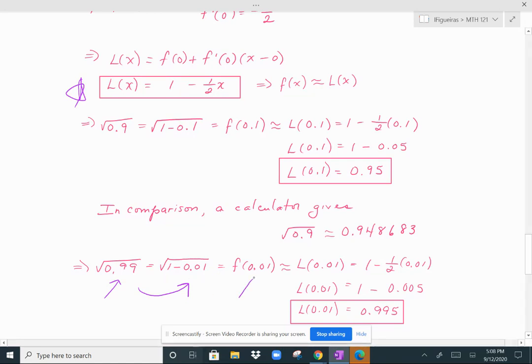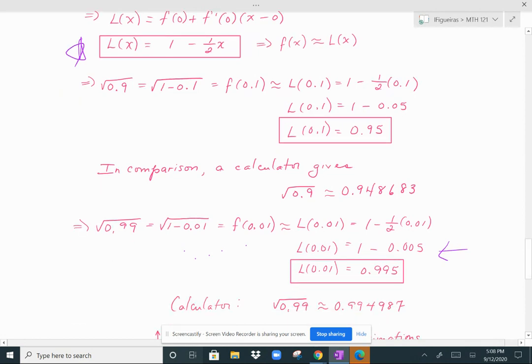So I'm plugging 0.01 into my line, which is what you see here. So I have 1 minus 1/2 times 0.01. Again, you don't need a calculator to compute that. So you get 1 minus 0.005. So your line tells you that the approximate value is 0.995 for the square root of 0.99.